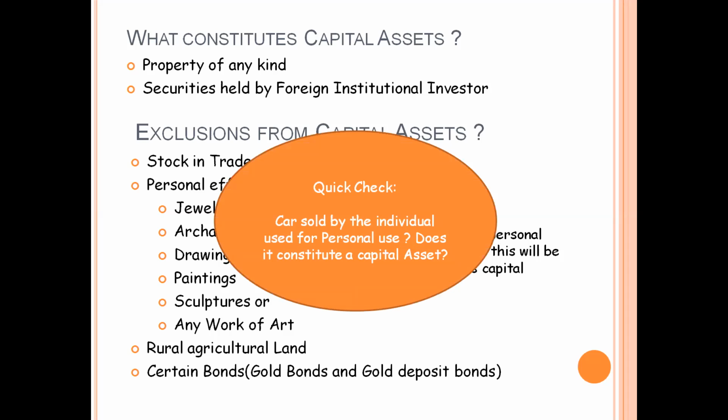So a quick check: if a person has sold or alienated the asset, that is a car, which was used for personal use, does it constitute a capital asset? Obviously no, because any personal asset, as read before, does not constitute a capital asset. Only the 6 exceptions to this general rule constitute a capital asset.